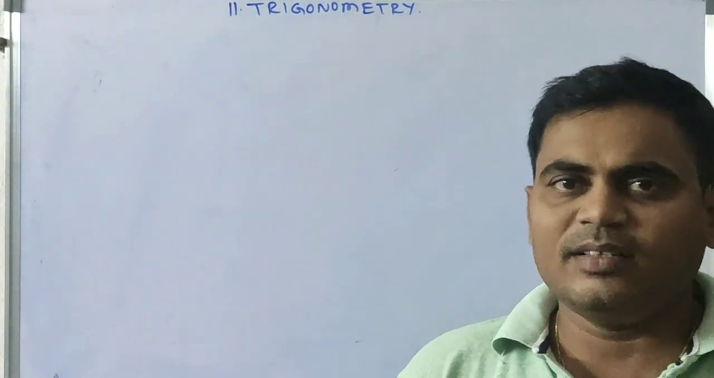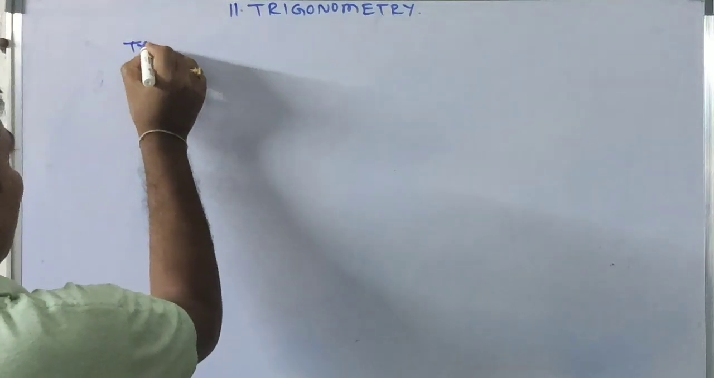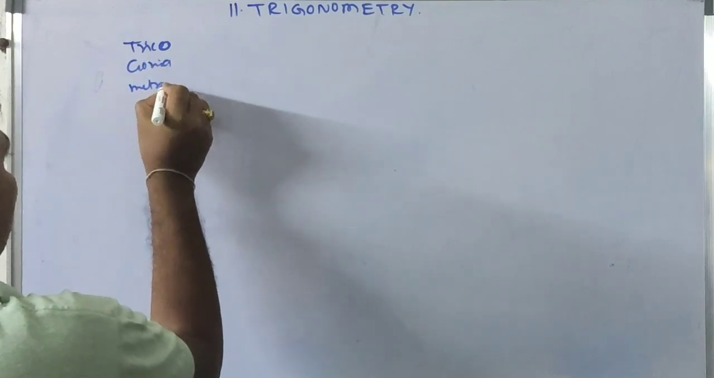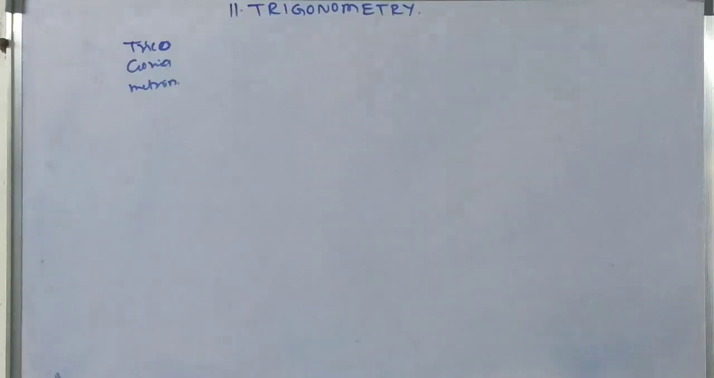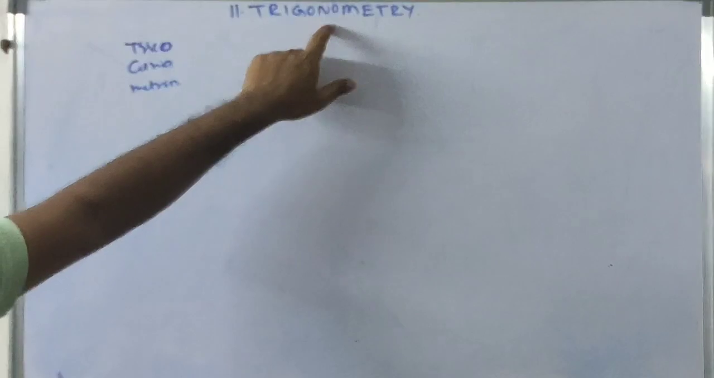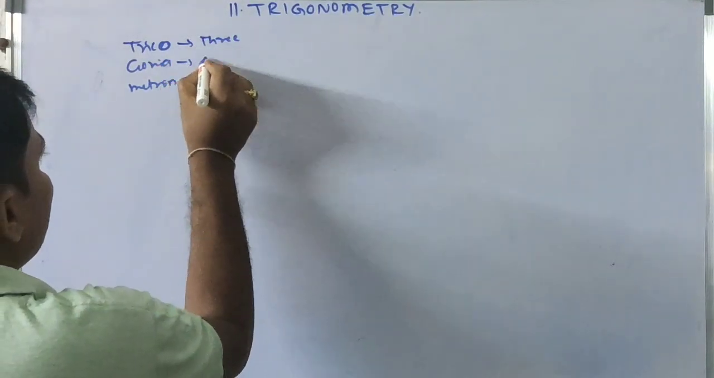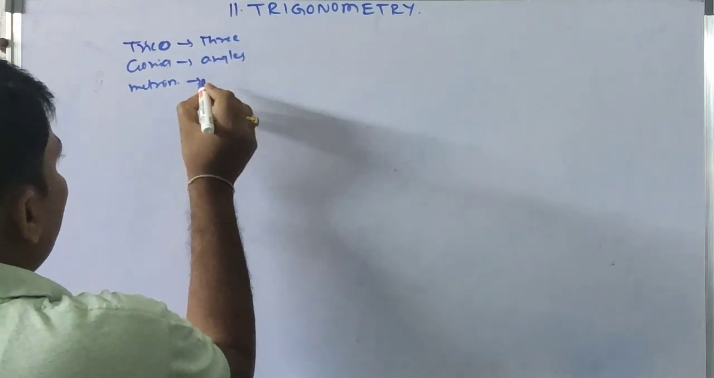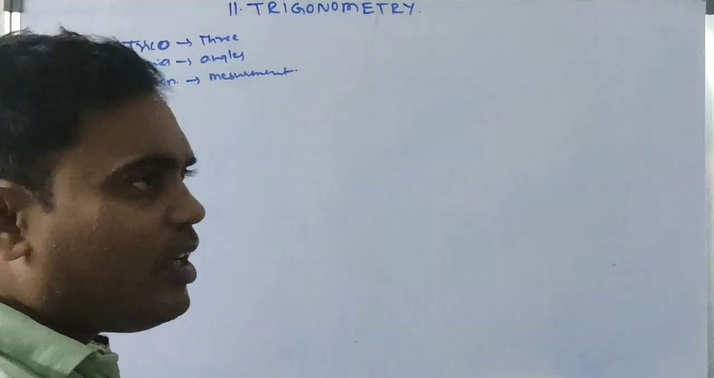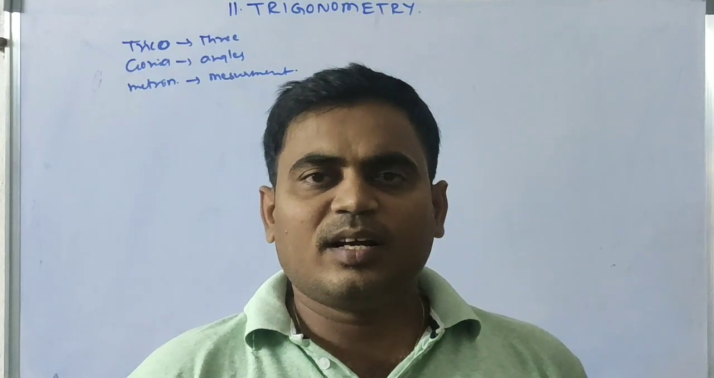Actually, what is trigonometry? Trigonometry involves three words: trigo, gonia, metron. These are the three words that together form trigonometry. Trigo means three. Gonia means angles. Metron means measurement. So here we are discussing the measurement of three angles. So this is trigonometry.